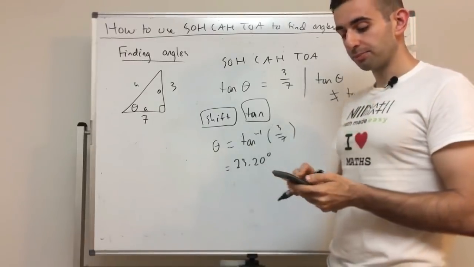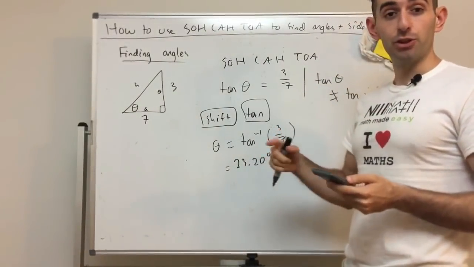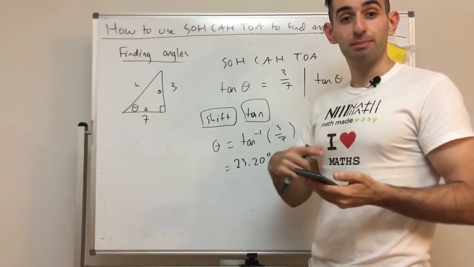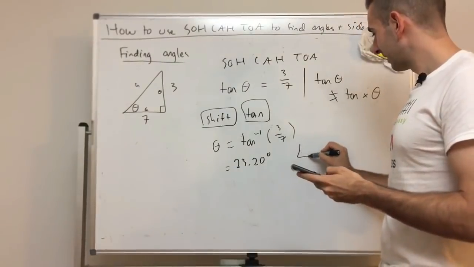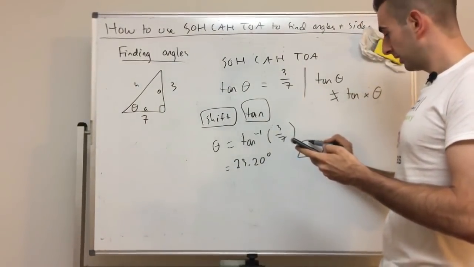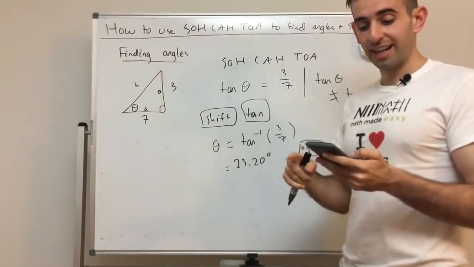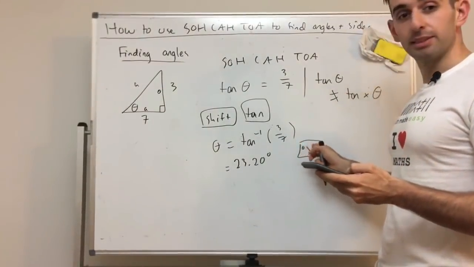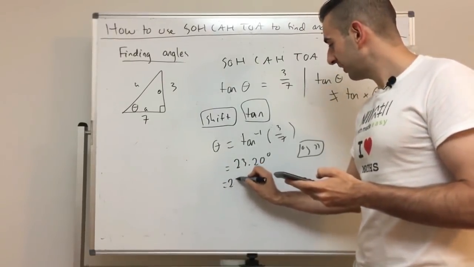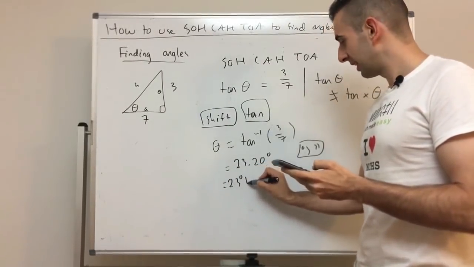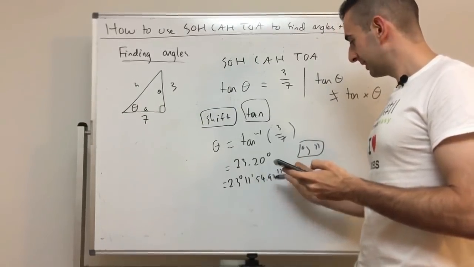And we get 23.20 degrees. For now, I'm going to leave it as decimal degrees because in the future tutorial, I'll talk about how to use minutes, right? If you want to use the minutes, we're going to use this button on the calculator, because that button turns degrees into degrees, minutes, and seconds. So if I press that, I get 23 degrees, 11 minutes, and 54.93 seconds.